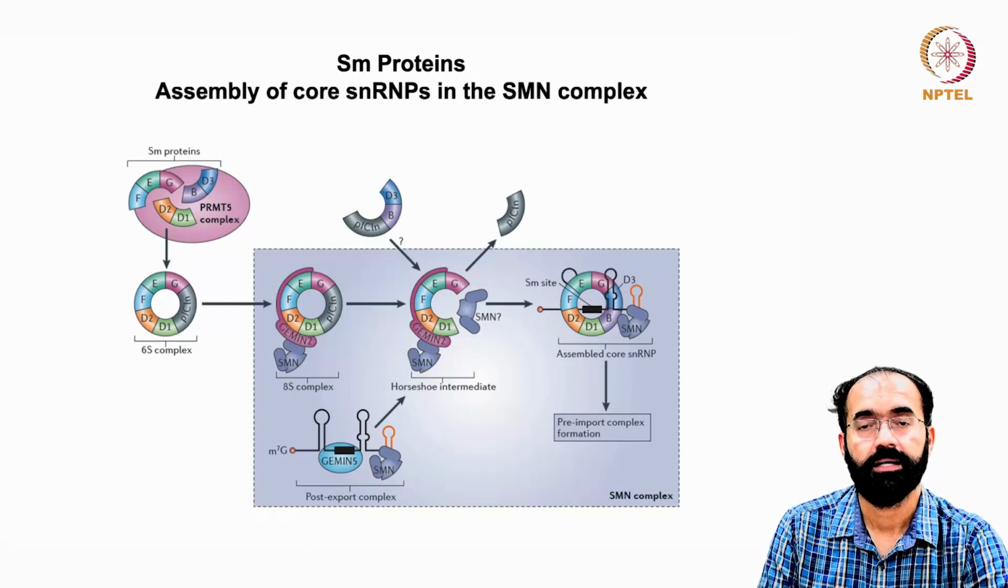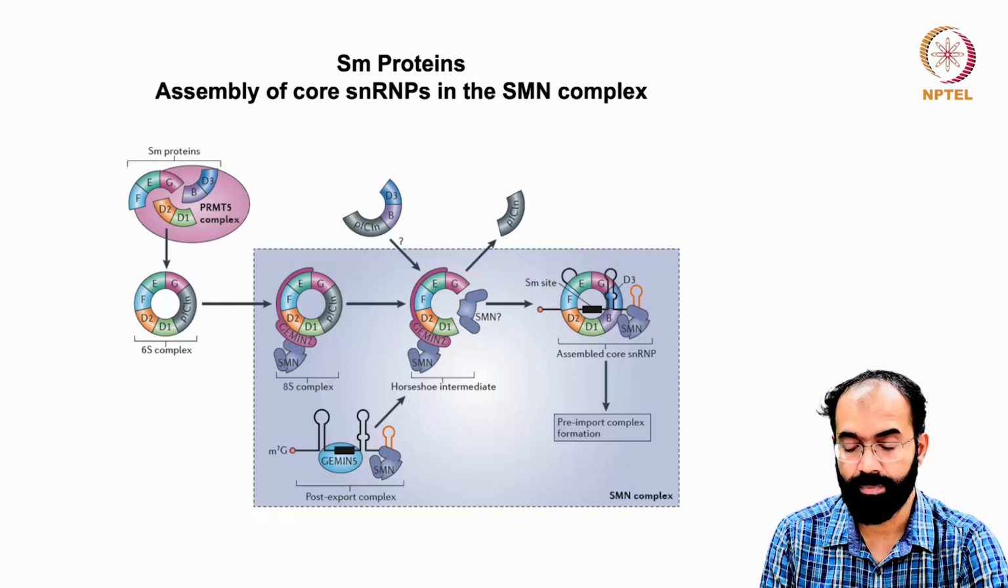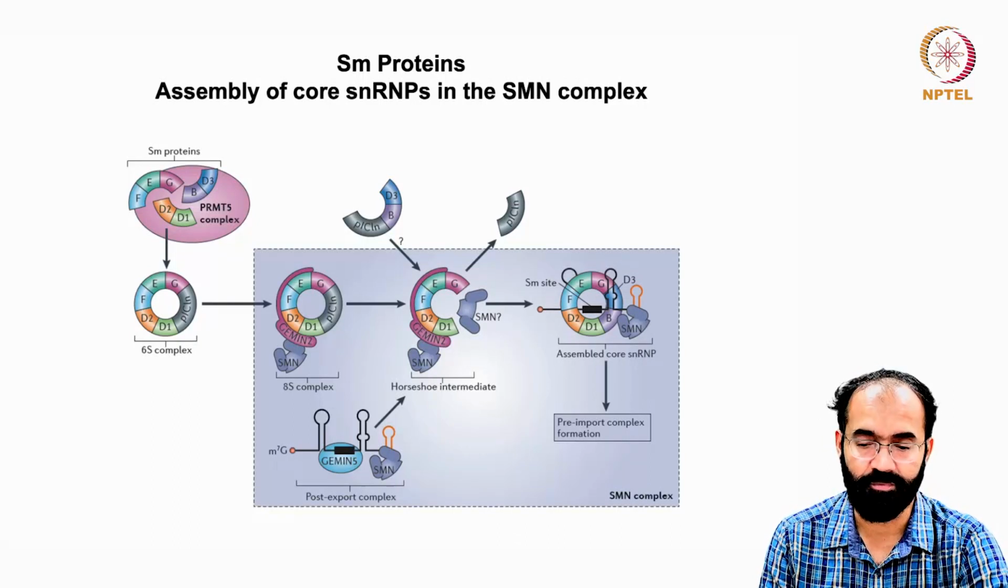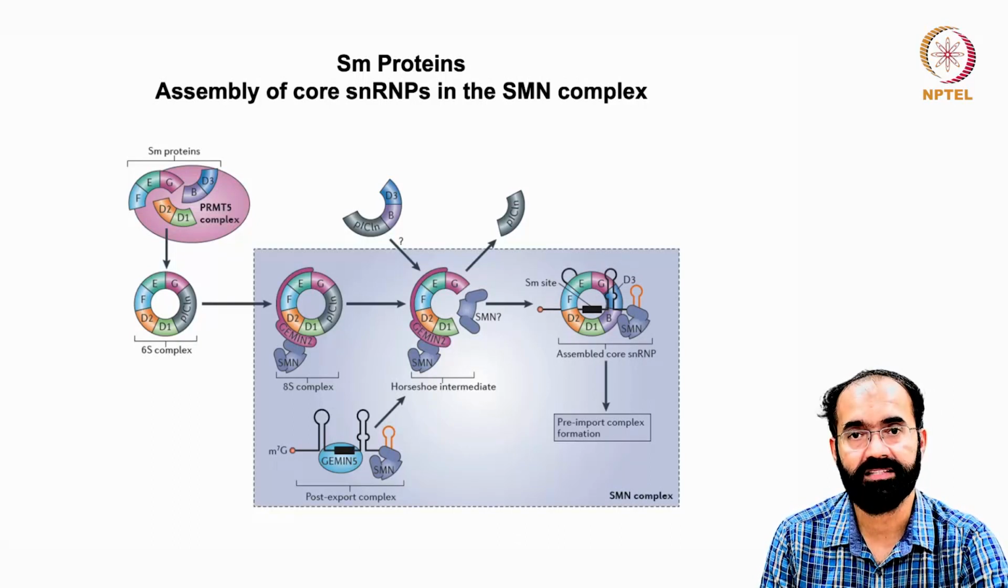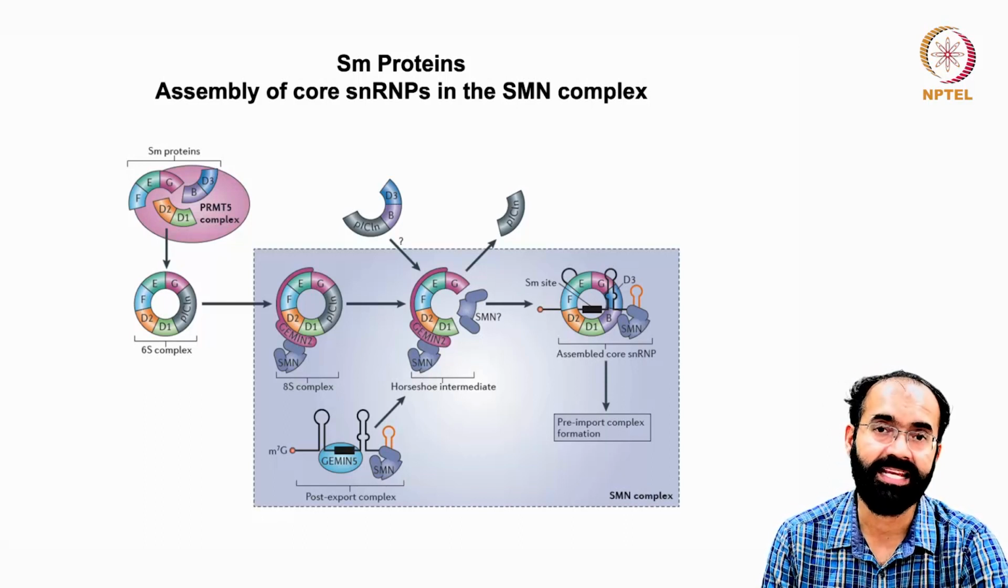So formation of snRNP is a complex process and it is happening in a sequential and stepwise manner. If this fails in some way or the other, the splicing gets compromised, and the compromised splicing can give serious problems with the functioning of any given gene.